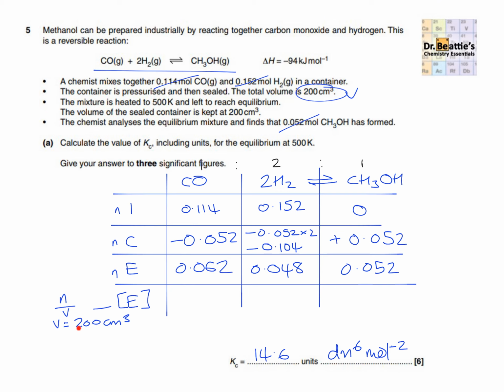So we said earlier that we know the volume hasn't changed. It's 200 centimeter cubed. We need to get that into decimeters cubed. So we've got 0.2 decimeter cubed because we divide by 1,000. So we're going to take each of these as our n value, divide by this volume to give our equilibrium concentrations. At this stage, if you got to this part, you would have got 3 out of the 6 marks.